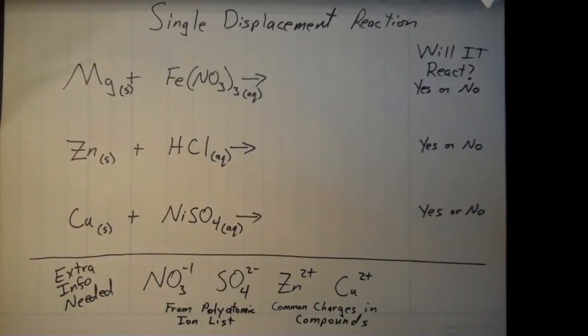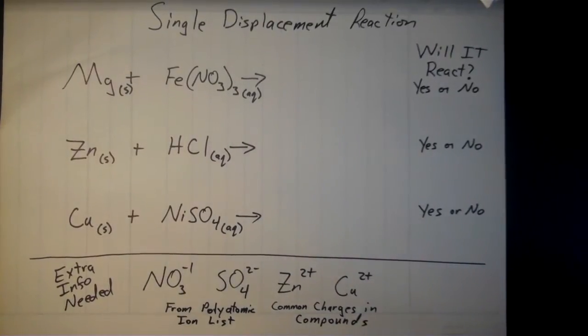Alright, in this video we're going to be looking at single displacement reactions. We're going to do two things. We need to figure out, first of all, whether the single displacement reaction will happen or not, and then if it takes place, we'll look at completing that reaction, figuring out what the two products are for this.